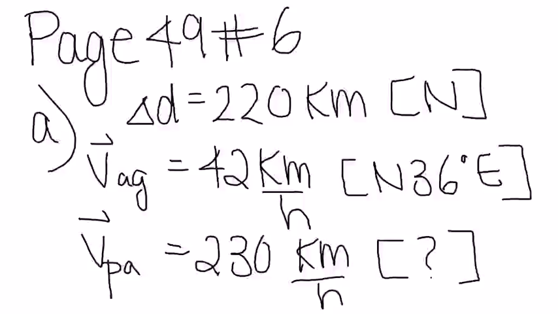Okay, so today we'll be doing question number 6 on page 49. In the givens, we know that the displacement is 220 kilometers north. The velocity of the air to the ground is 42 kilometers per hour north, 30 degrees east, and the velocity of the plane to the air is 230 kilometers per hour. In this first part, we're trying to solve for the direction of the velocity of the plane to the air.